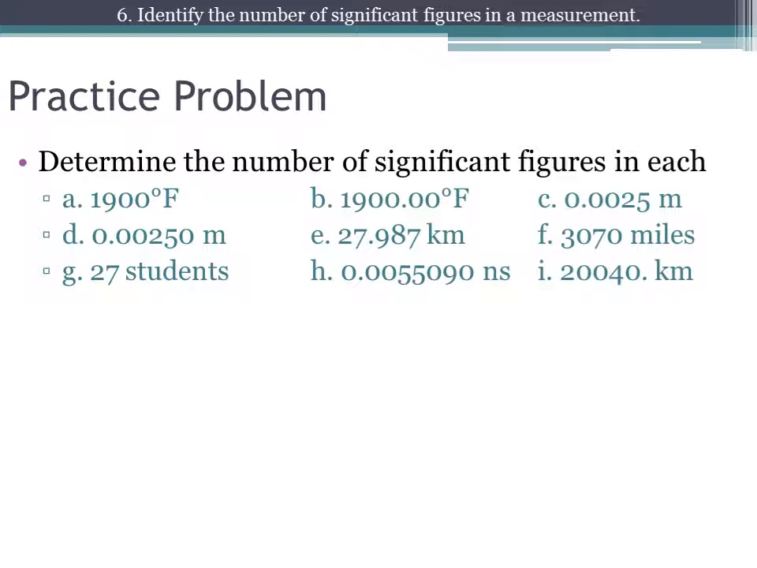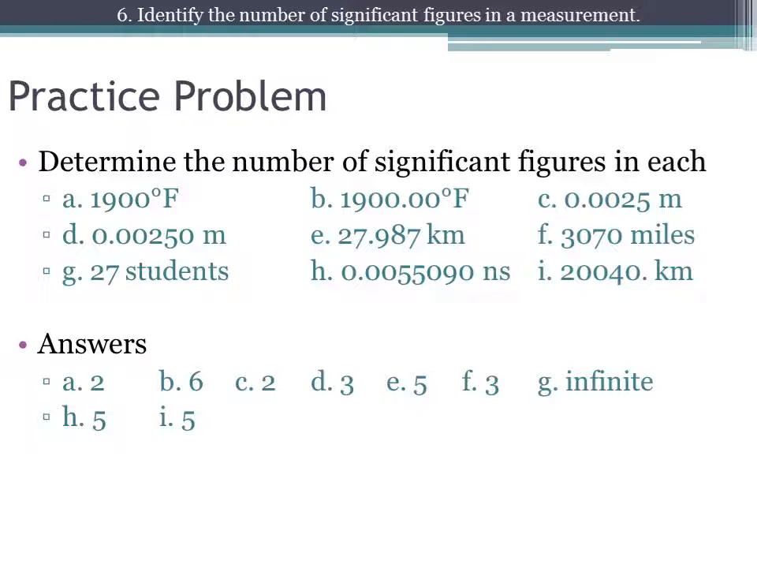Same thing here. I give you the measurements. You need to determine the number of sig figs. Pause the video. Try them all yourself. And then see how you did. Here are the answers to each of these. Just quickly going through the reasoning. A, 2 sig figs, those 2 zeros there are placeholders, not significant.